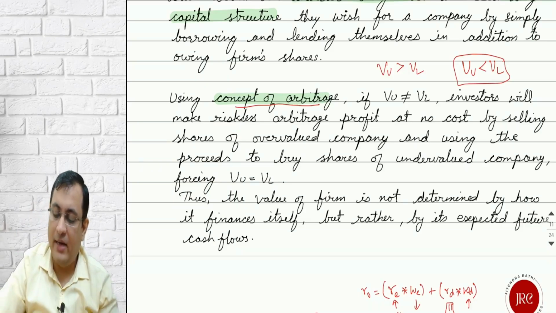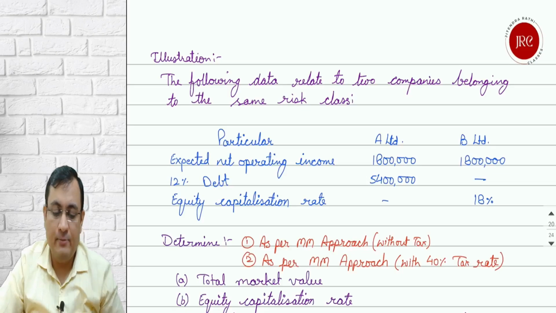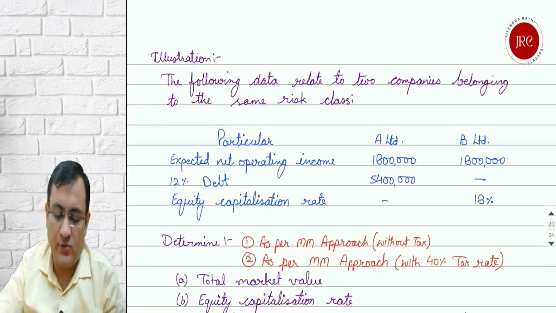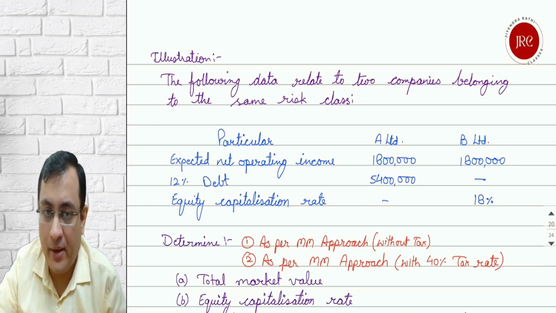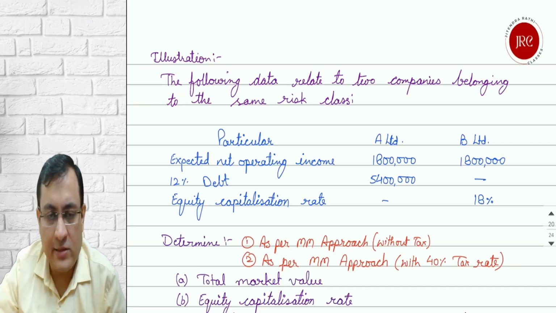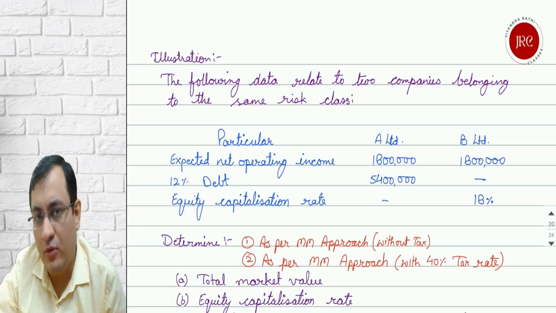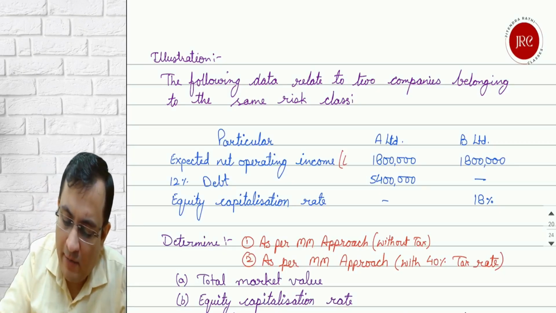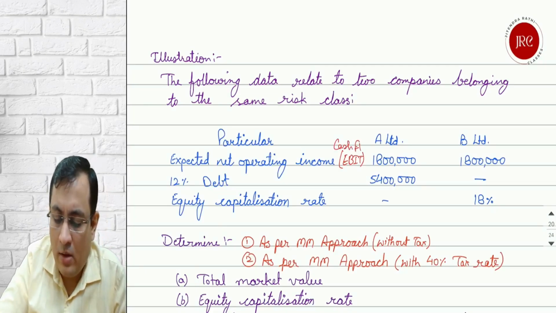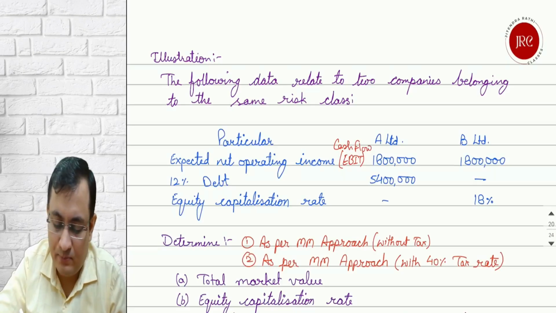Let's go for the numerical calculation. What is the question we have? The question says that the following data relates to two companies belonging to the same risk class. Same risk class means operating risk, business risk and sales risk are the same. So their sales, variable cost, contribution, fixed cost and EBIT, earnings before interest and tax, are the same. We have our cash flows: equal cash flows are generated by these two companies, 18 lakhs and 18 lakhs.